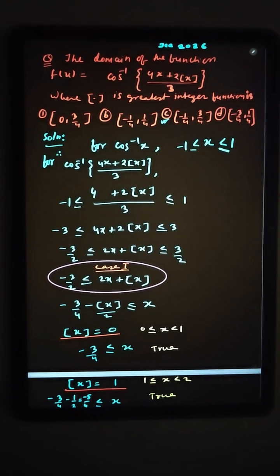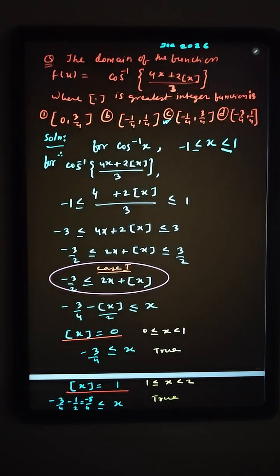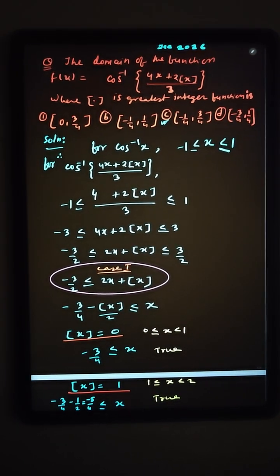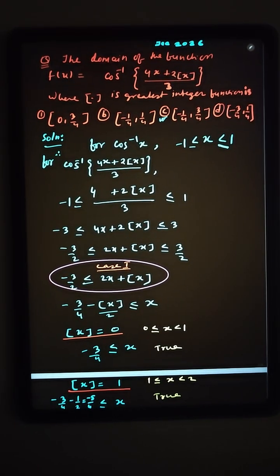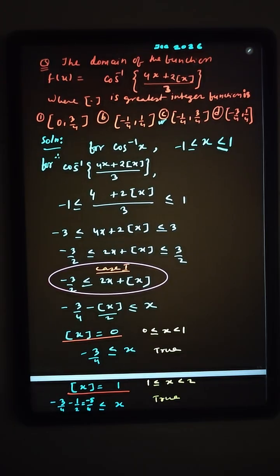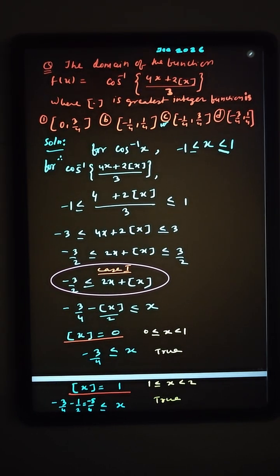JEE 2026 question about the domain of a function f(x) = cos inverse of [(4x + 2[x])/3], where the bracket is the greatest integer function. The domain will be any of these options A, B, C, D. You have to select from them.